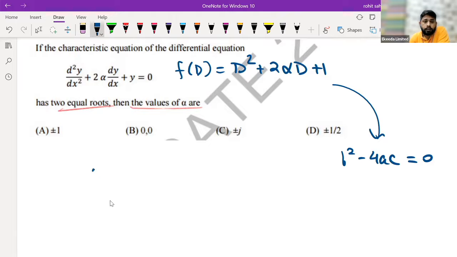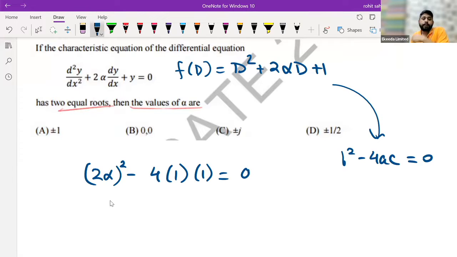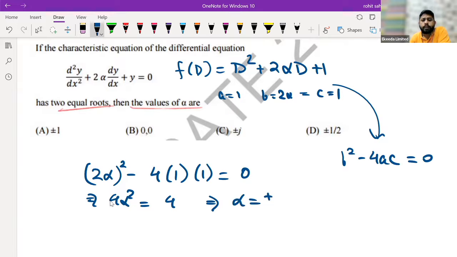सो b स्क्वायर हो जाएगा 2 अल्फा स्क्वायर माइनस 4 टाइम्स ऑफ 1 टाइम्स ऑफ 1 इक्वल टू 0, है ना. a और c दोनों ही, a 1 है, b 2 अल्फा है, क्वाड्रेटिक इक्वेशन की तरह से देखो, और c भी 1 है. दैट मीन्स 4 अल्फा स्क्वायर is actually 4, so you can say alpha could be plus or minus 1. Plus or minus 1. That's it. Thank you.